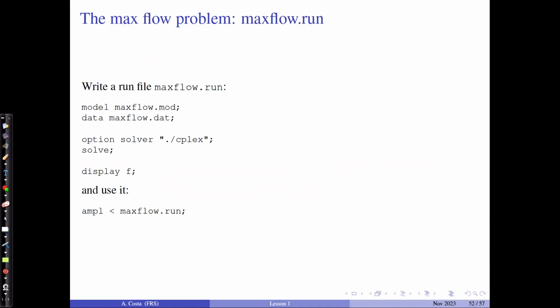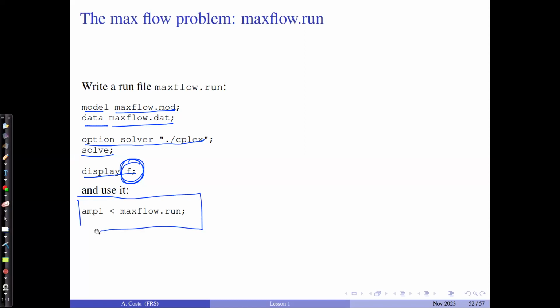Now, the run file, same thing. The model is maxflow.mod. The data is maxflow.dat. Option solver cplex. We use cplex as a solver. We solve the problem. We want to show the flow. For each arc, we want to know the value of the flow. This is the way we run it with a Mac on the terminal. But if you have Windows, remember you double click on AMPL and then you write include and the name of this file, then you click enter and it should work.